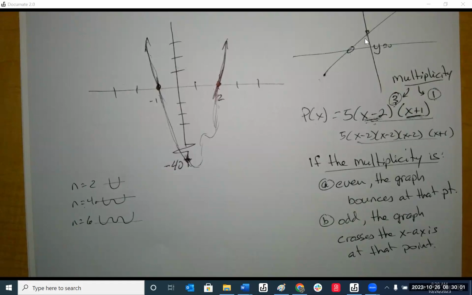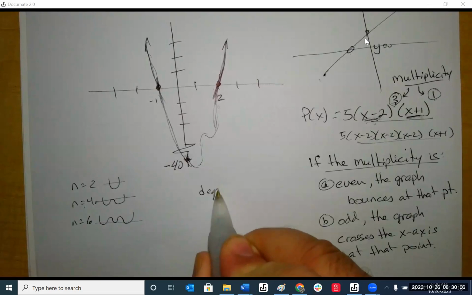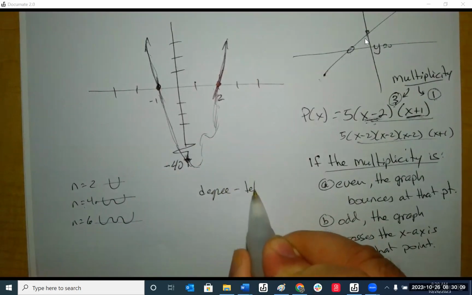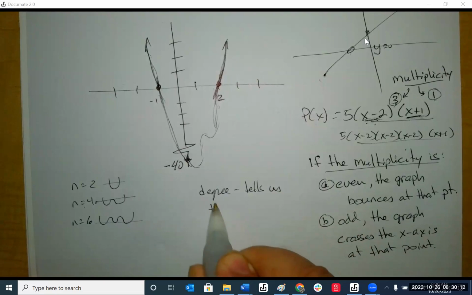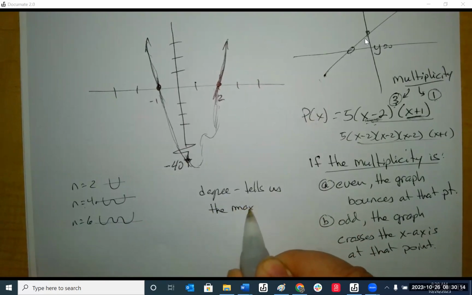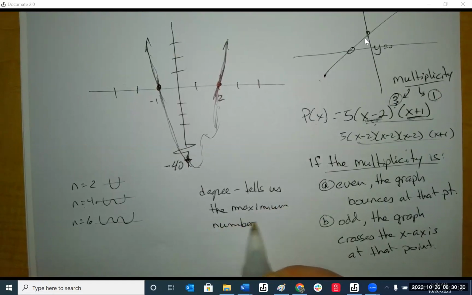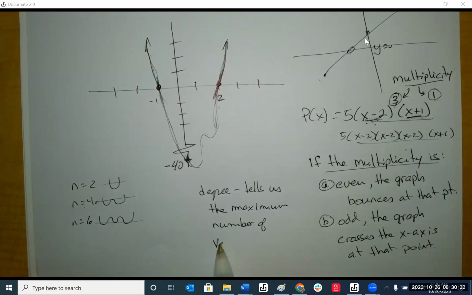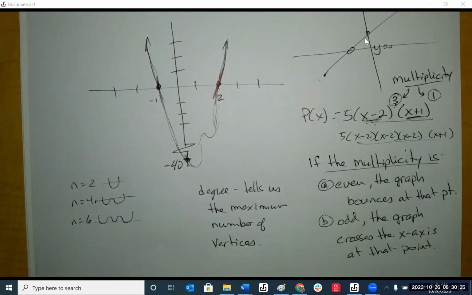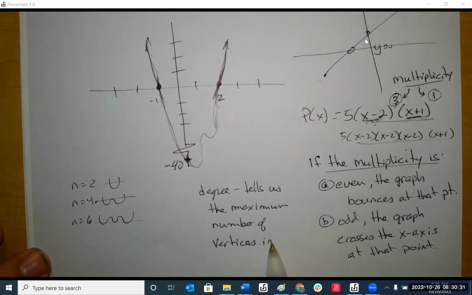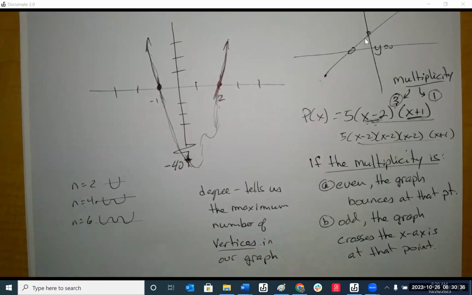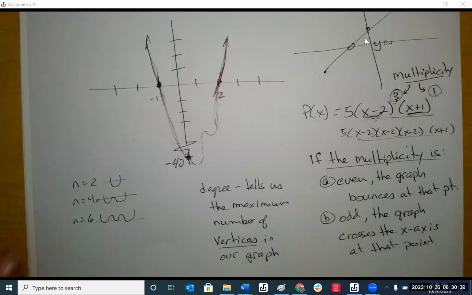The degree also tells us something else now. It tells us the maximum number of vertices in our graph. What is a vertex? Vertices is the plural of vertex. What's a vertex?